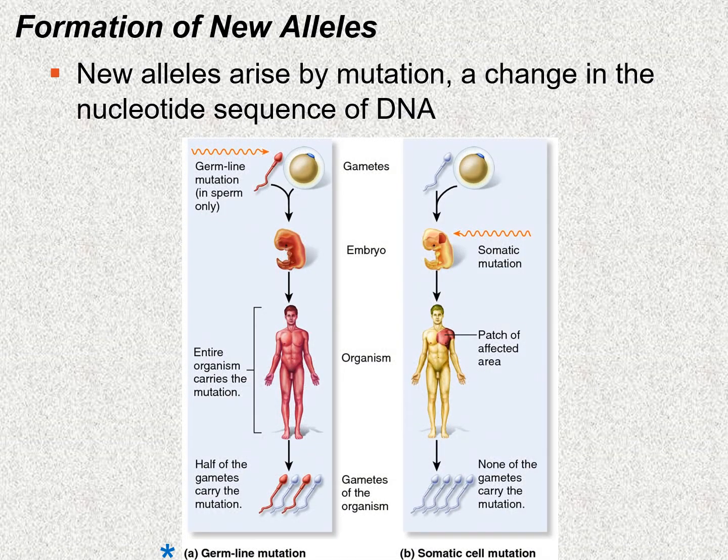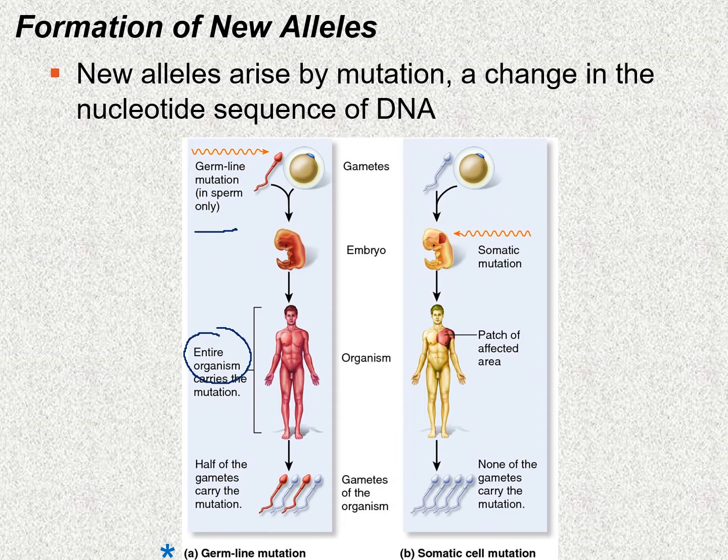And there's a difference between mutations in the germline and mutations in just somatic cells. So the germline mutations are going to be, let's say, in the sperm or egg. So here we've got an example of a germline mutation. If you look on the left here, we've got a germline mutation in the sperm. So this is going to be carried out, and then basically this mutation is going to exist in the entire organism. So the whole organism is going to have the mutation.